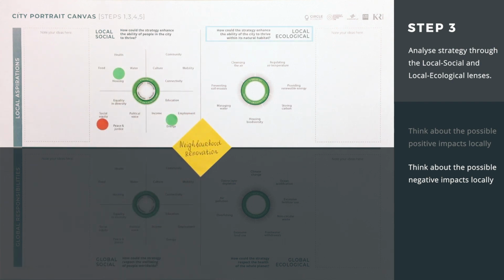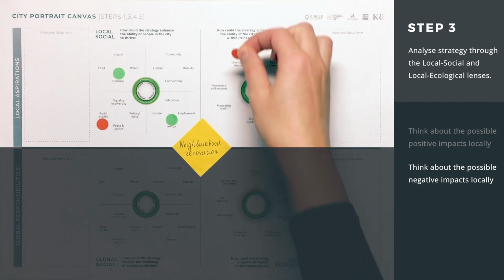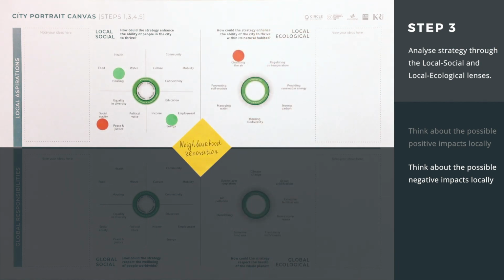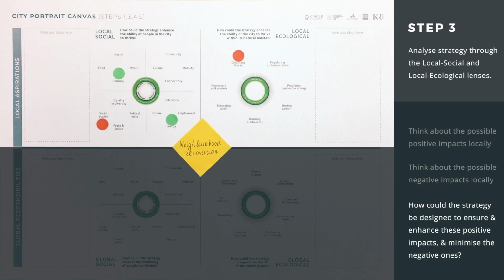Looking towards the local ecological lens, the construction activities during this renovation can also produce air pollution and reduce the air quality of the area. With this possible impact in mind, the activity also wants to encourage creative thinking around solutions. Take some time to think about this question. How could the strategy be designed and implemented to enhance its possible positive impact and minimise its possible negative ones?